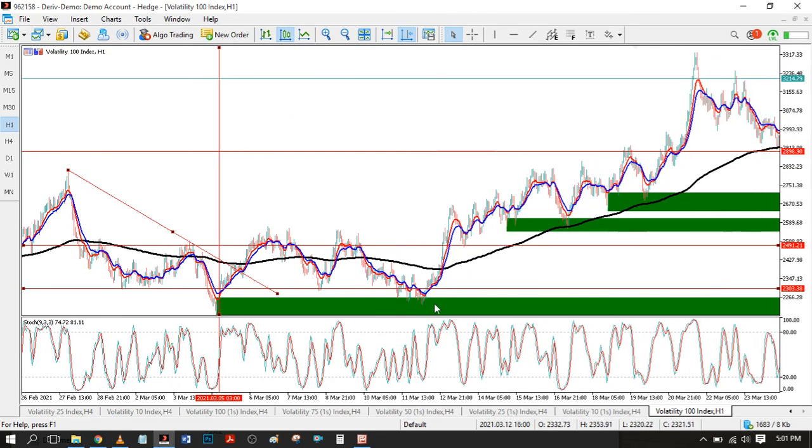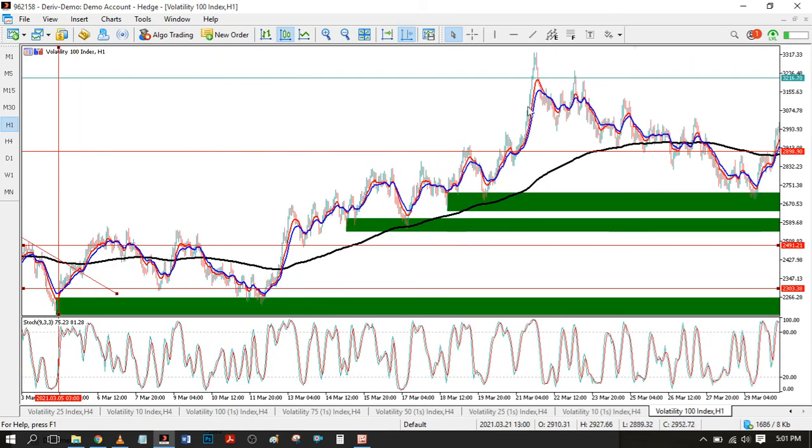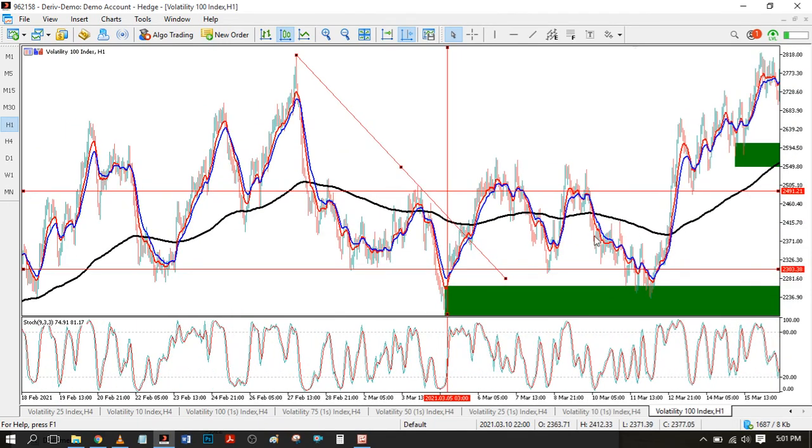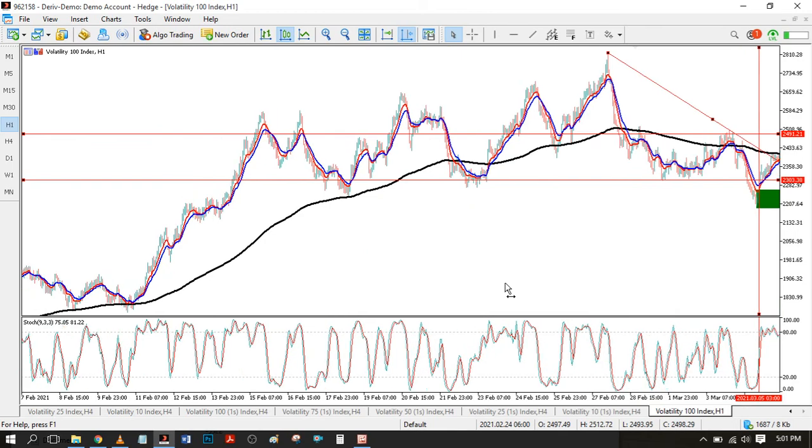Then you can see it came down to form a double bottom here. You can see the double bottom here. Then you can see how the market pushed higher to this level. So that's how you can actually spot trend reversals in the market.